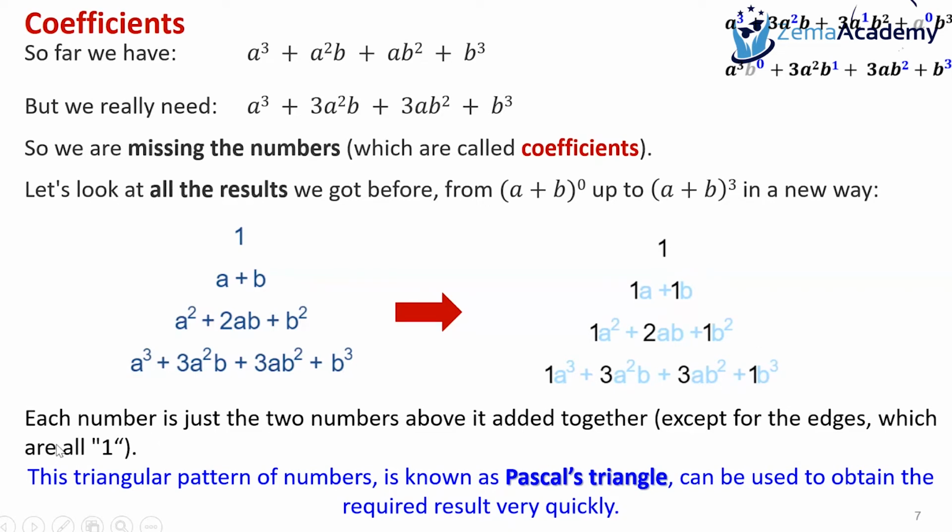And what you can see over here, that is what I have written, is that each number in the middle is just the two numbers above it added together. So let's start over here. Pascal's triangle always starts from 1. All the edges, both sides, the left hand side always remains 1, and the right hand side always remains 1. In the middle, for the second case, 1 plus 1 is 2. For the third case, 1 plus 2 is 3, 2 plus 1 is 3. I hope this is clear.